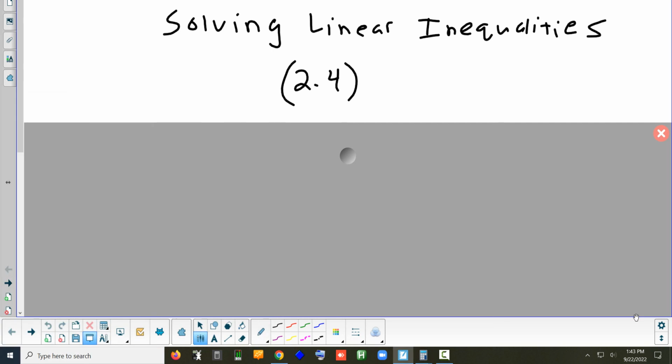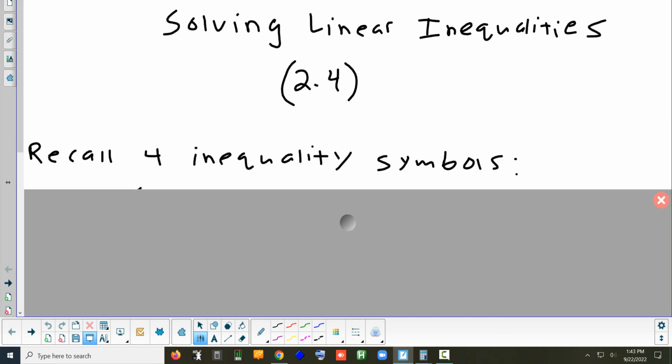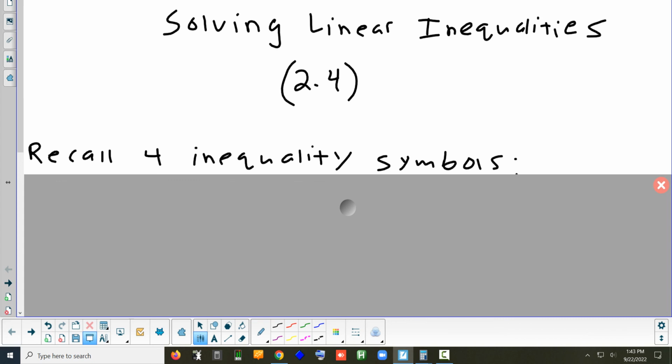Okay, so last section we're going to take a look at is 2.4, which is on solving linear inequalities. Very similar to solving linear equations like we did yesterday. Almost exactly the same thing. The only difference is if you multiply or divide by a certain number, you have to remember to do something. We'll talk about what that is if you don't remember in this lesson.